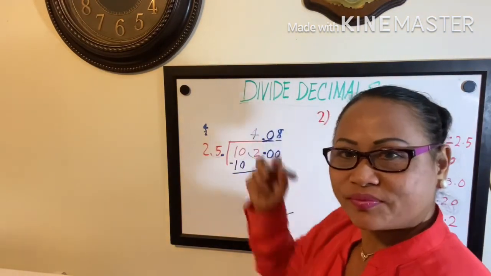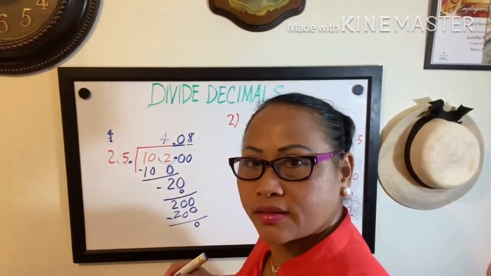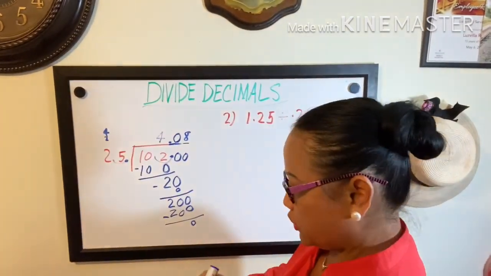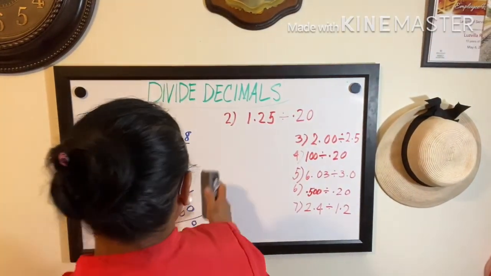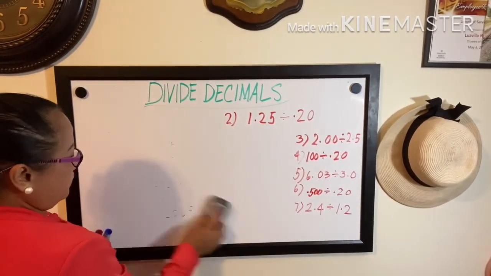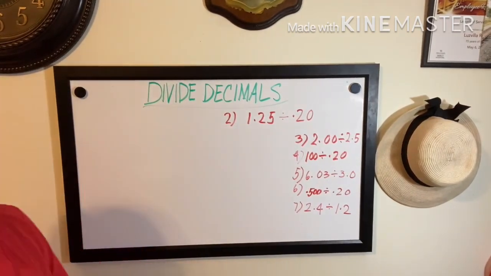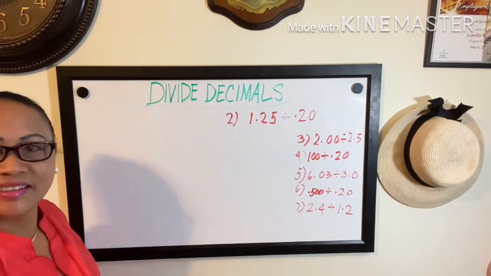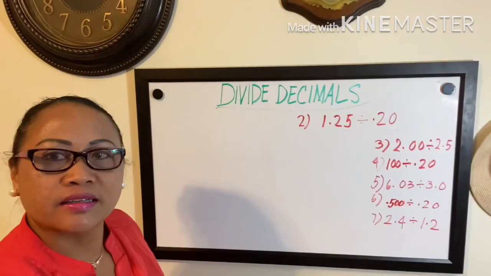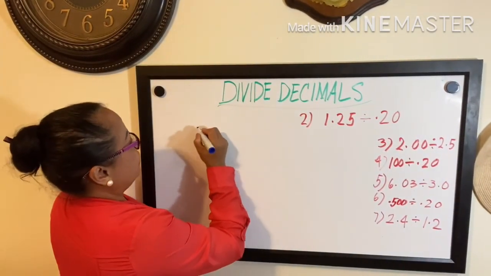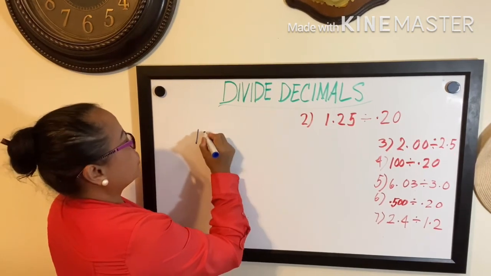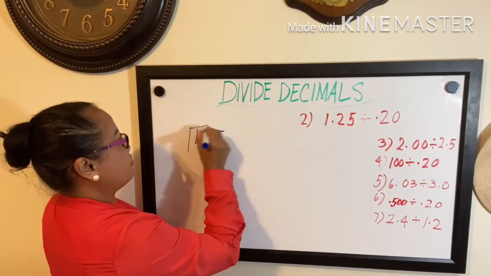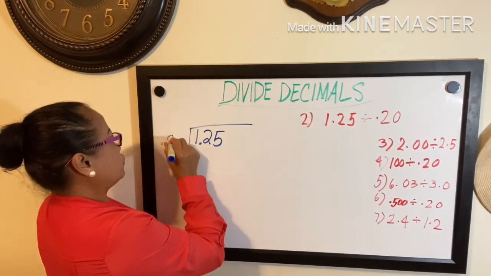Okay. 4.08. So, let's move to the other example here. 1.25 divided by 0.20.